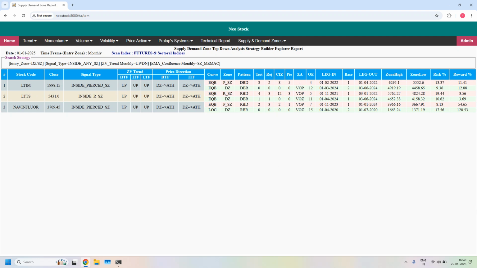These 3 monthly supply zones are having monthly EMA Confluence, but all the 3 zones are piercer zones. You can use the piercer zone strategy on these stocks.